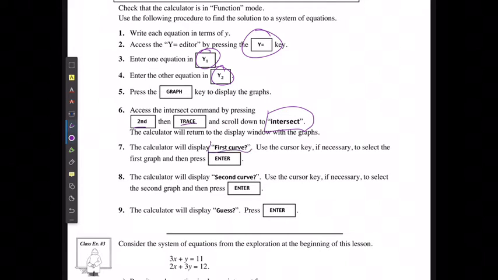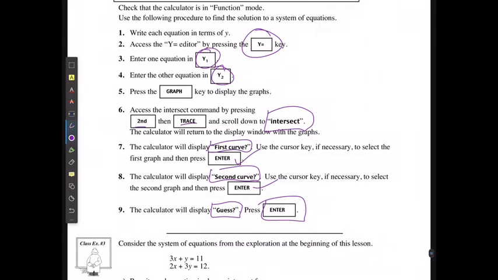It will say first curve, which means pick the first line. You can just hit enter because you're only going to have two equations in here. Second curve means the second line, hit enter again because it's going to be there. And then when it says guess, that's going to be more important when you get to 20-1 or 20-2, where it's going to have multiple points where they cross. In this case, they're only going to cross in one spot, so you can just hit enter again, and it will take you to the exact coordinates for where this works.